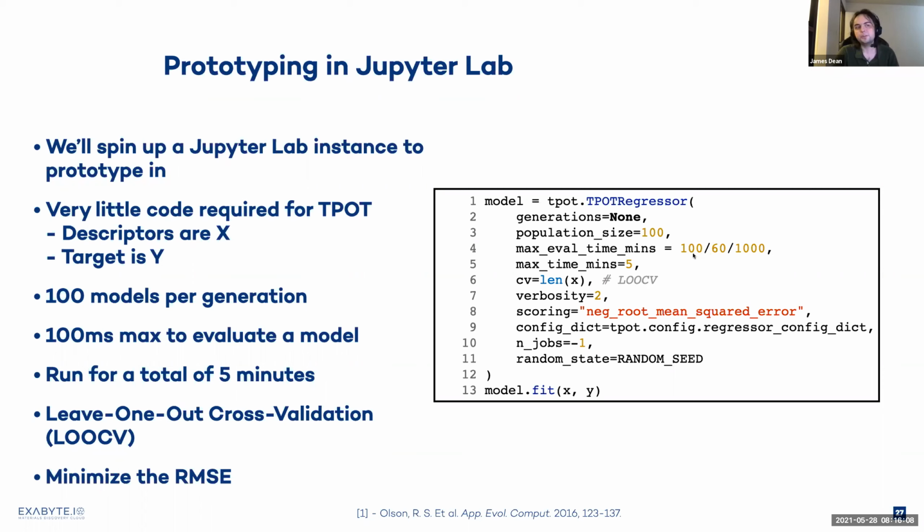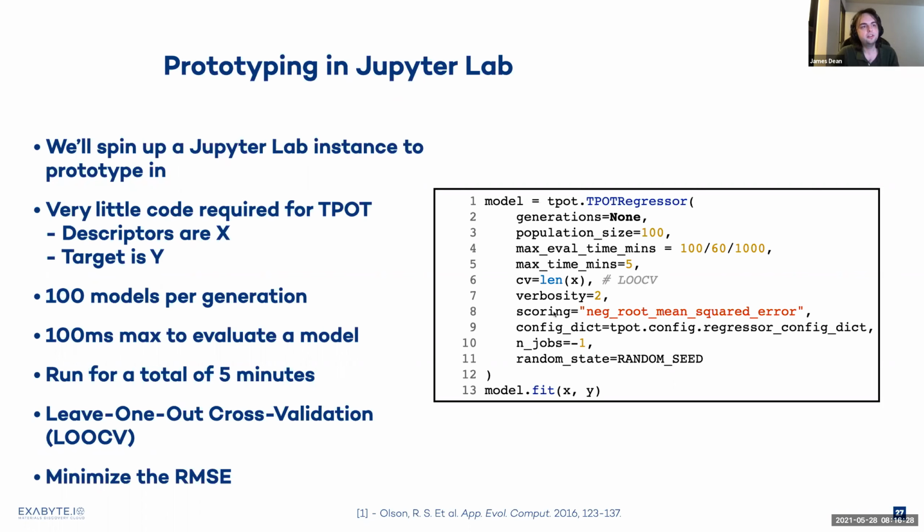Here we're looking at 100 milliseconds. We can give it a maximum time in minutes. So here it's going to run for at most 5 minutes. We can tell it what type of cross-validation to use, the number of folds. Here we're going to use leave-one-out cross-validation because it works well with small data sets. We don't have that many examples in the training set.